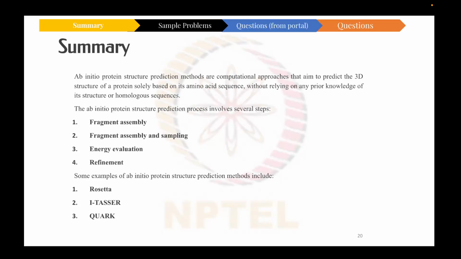So these ab initio methods can be computationally intensive and require powerful computational resources. However, they can be very useful for the structure of proteins that are difficult to study experimentally and don't have any homology. Examples include Rosetta, I-TASSER, and Quark.